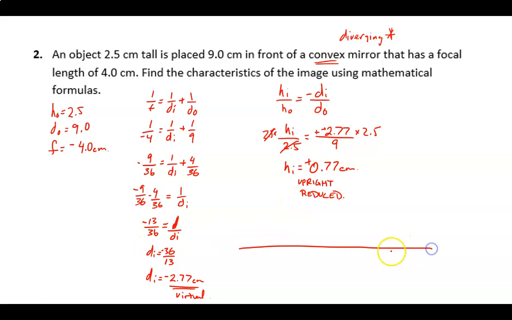We can do a little diagram just to verify. Focal length being negative 4 centimeters, object being 9 centimeters. It's going to come like this to the focal length, to the focal length, and then parallel. And there's our little upright virtual image.